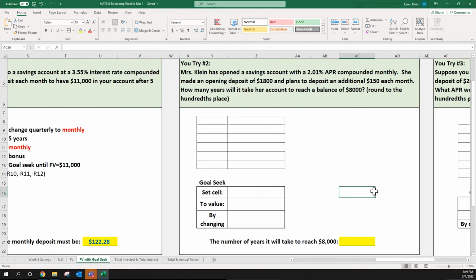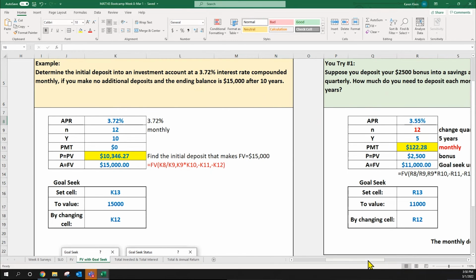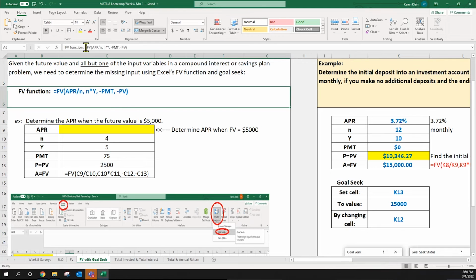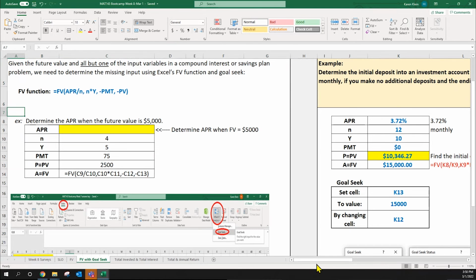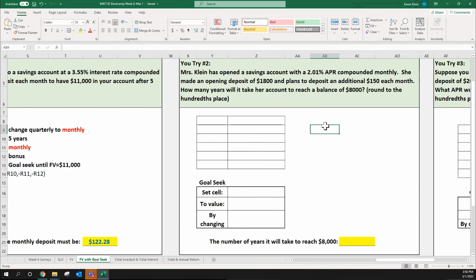Ms. Klein has opened a savings account with 2.01% APR compounded monthly. She made an opening deposit of $1,800 and plans to deposit an additional $150 each month. How many years will it take for her account to reach a balance of $8,000? I want you to round your answer to the nearest hundredths place. And again, if you would like to have your formula nearby, you can come up and copy that formula just to have it in front of you until you get used to it.